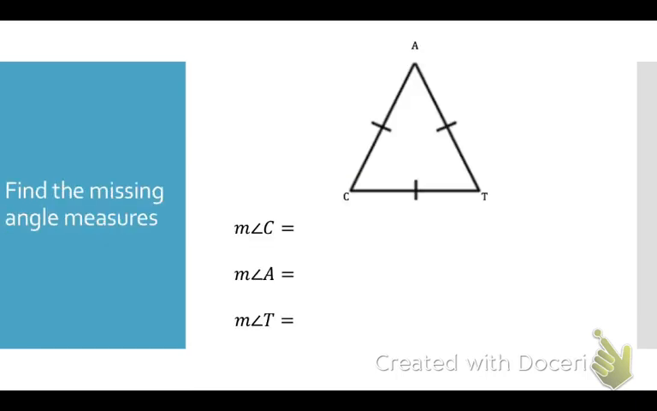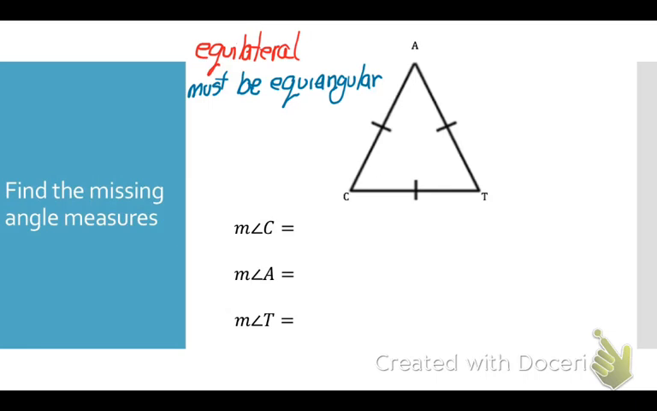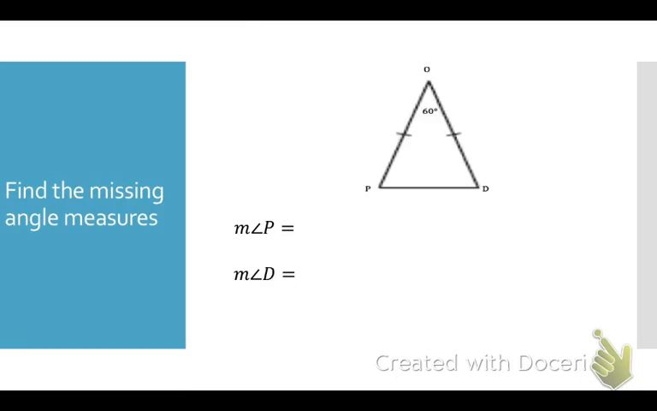Here we're looking at this triangle ACT, and we see, because of the markings, that it is an equilateral triangle. Well, we know that an equilateral triangle is also an equiangular triangle. It must be. So therefore, all of the angles have to be the same thing. That means every single one of those angles has to equal 60 degrees, because 60 times 3 is 180. Okay? Now, if I'm going too fast, just pause. Take the notes you need, then restart.